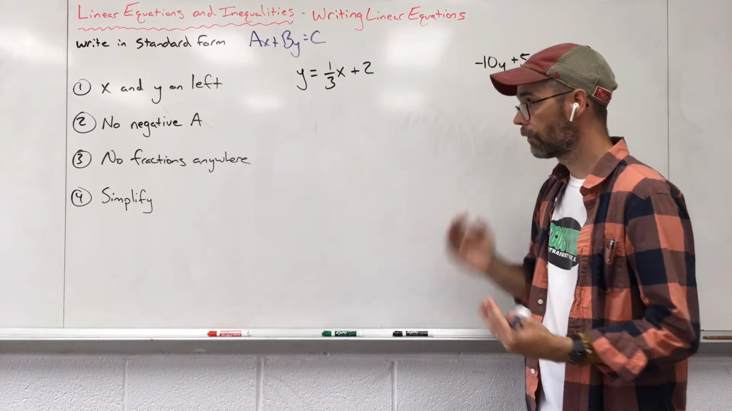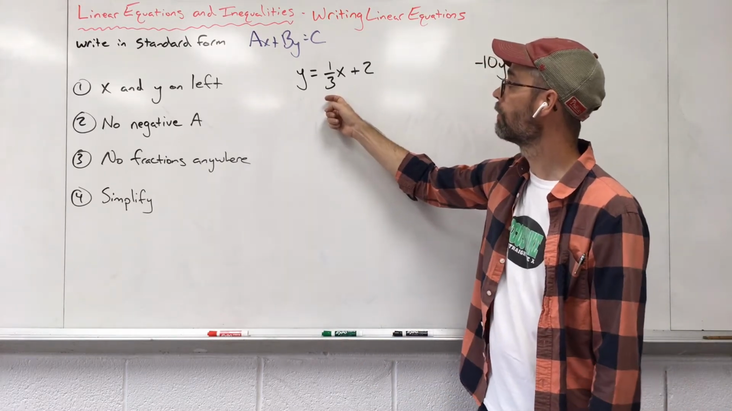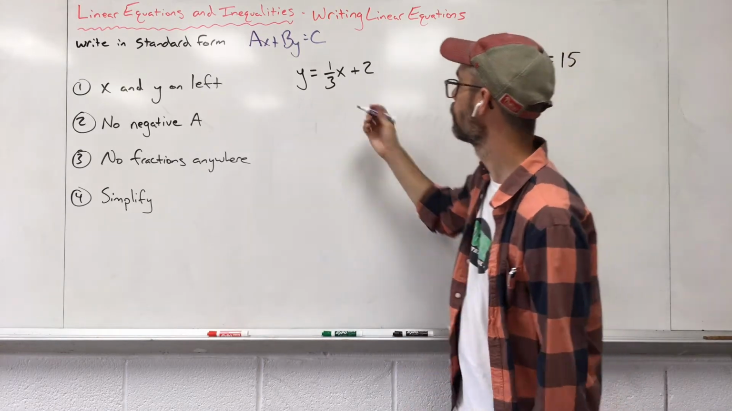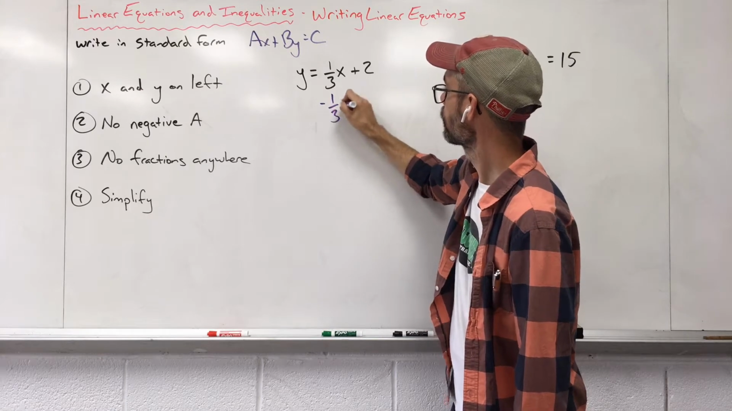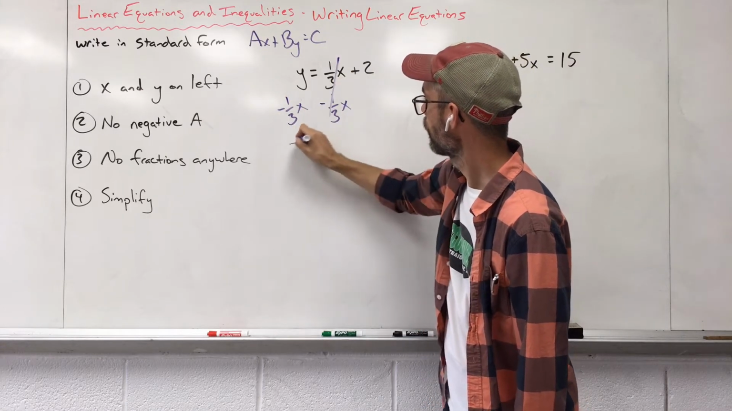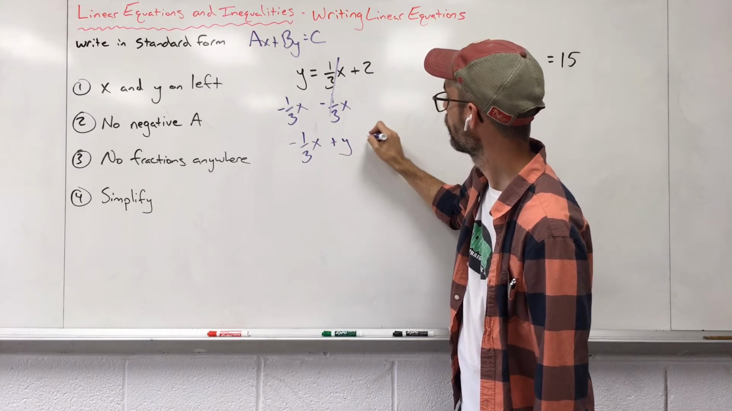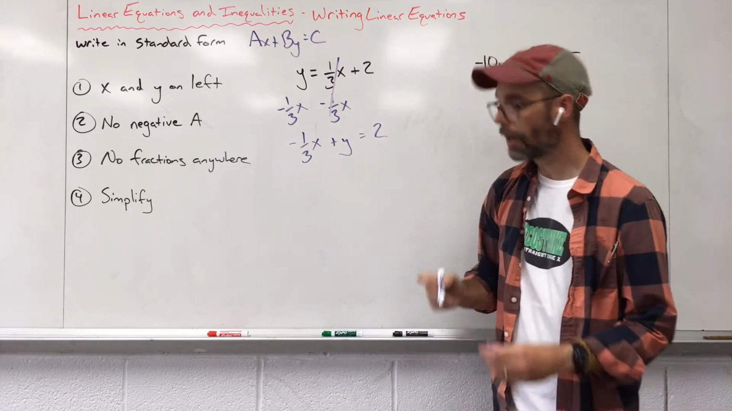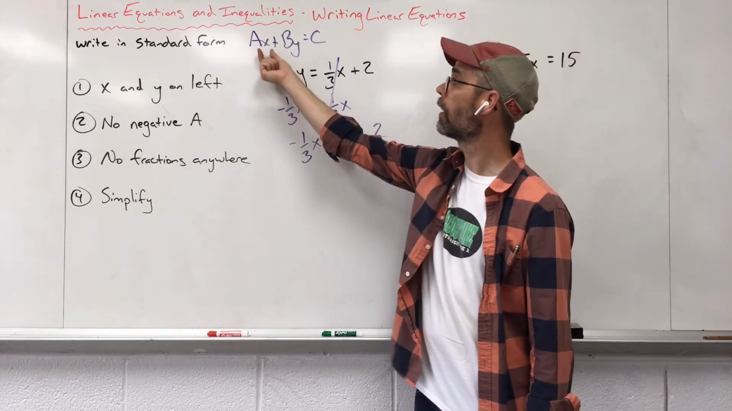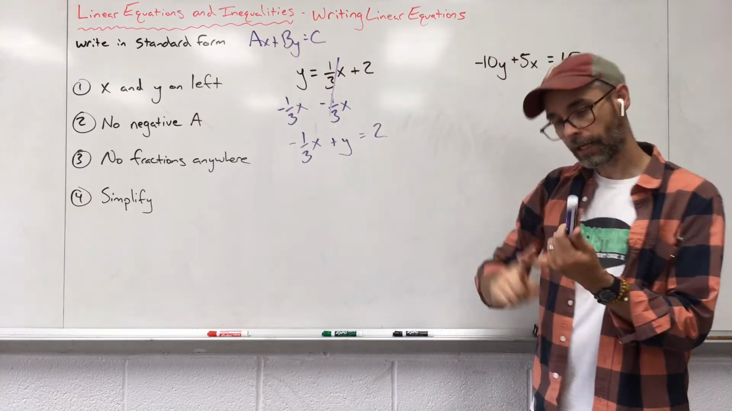So first thing I want to do, get x and y on the left. Right now, I'm given this. I need to move this 1/3 x to the other side. So inverse, by subtracting: negative 1/3 x plus y equals 2. Now, why did I put that 1/3 x in front of the y? Well, just because I have x, then y up there. Okay, so x and y is on the left.